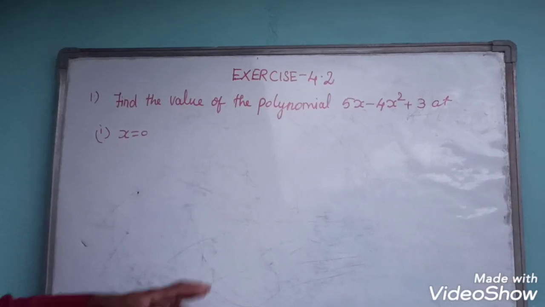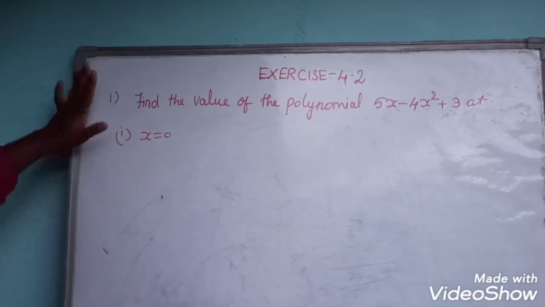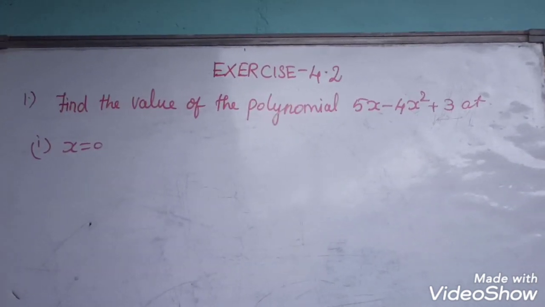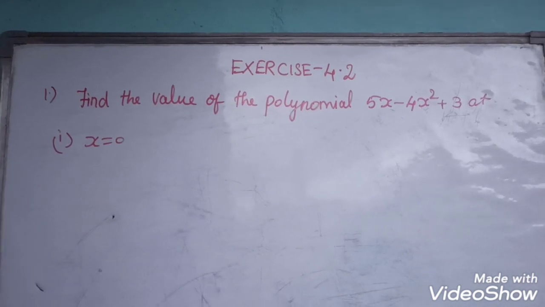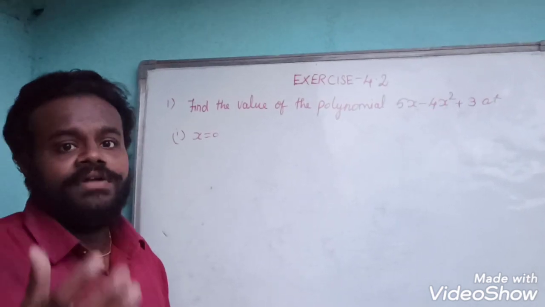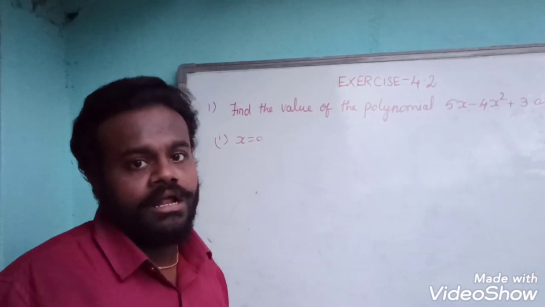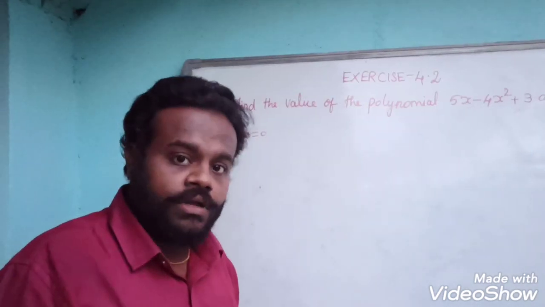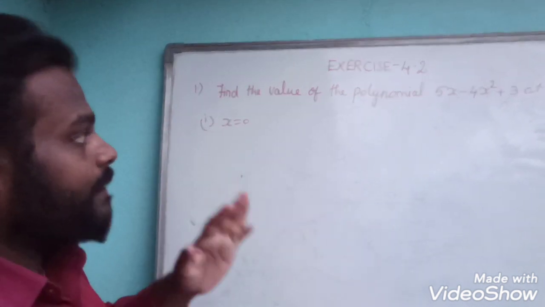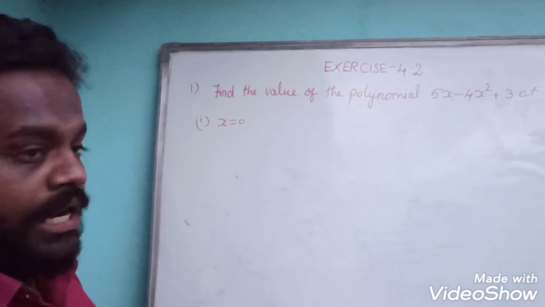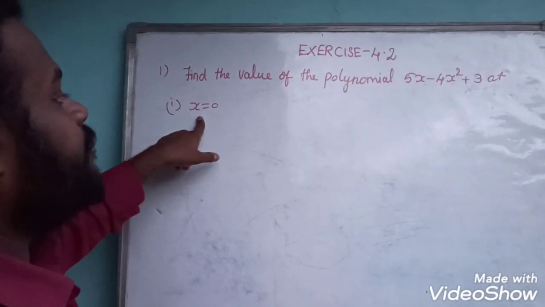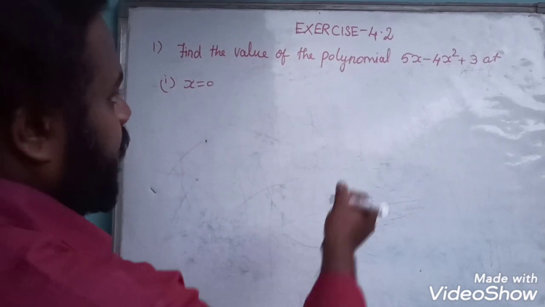Now the exercise. First question. Find the value of the polynomial 5x minus 4x square plus 3 at x equal to 0. In the example sums, we had to see whether the given values are zeros of the polynomial or not, or else find the zeros of the polynomial. Next, we have to substitute a value instead of the variable and find the value. The same way here, we need to substitute 0 instead of x and find the value of the expression.